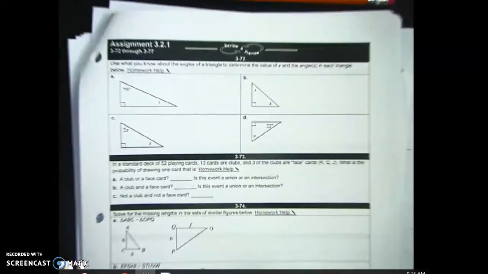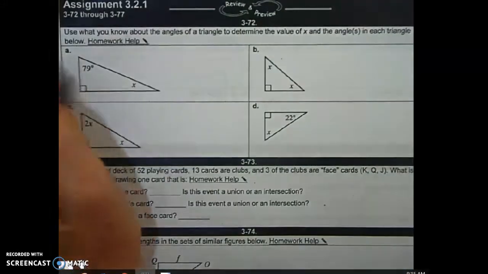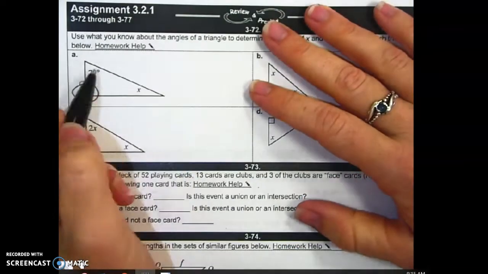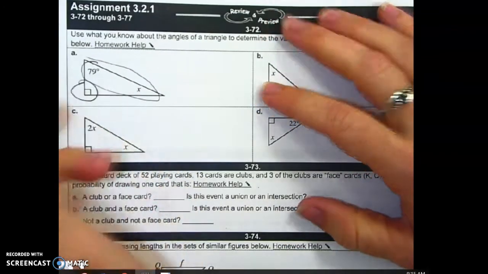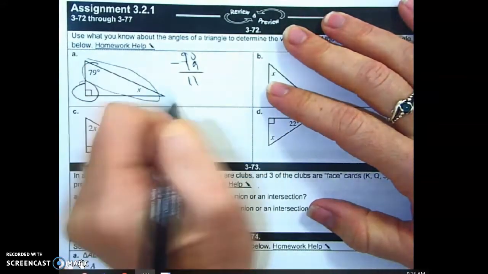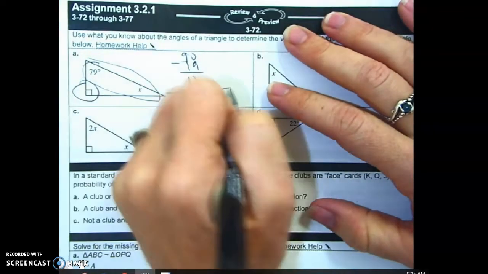Okay, so let's look at the homework. I see this is 90 degrees and a triangle is 180, so 180 minus 90 is 90. That means I'm just going to go 90 minus 79, and that's 11. So x equals 11 degrees.